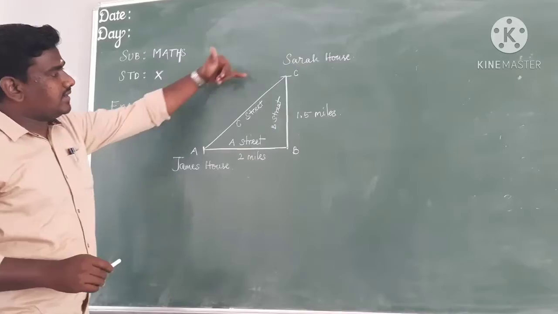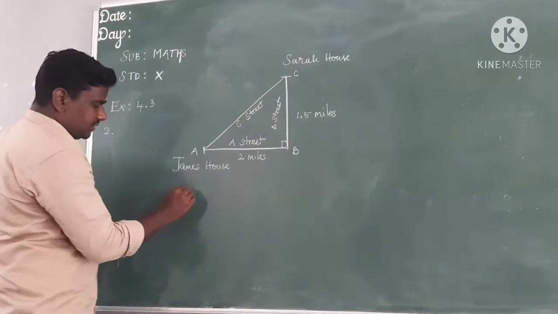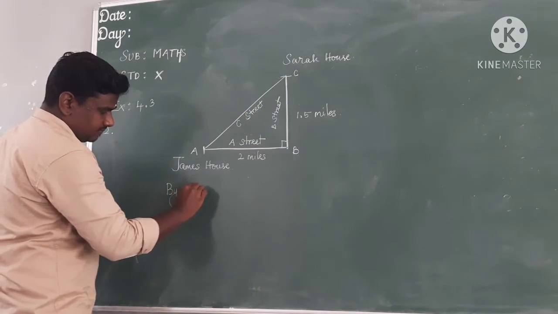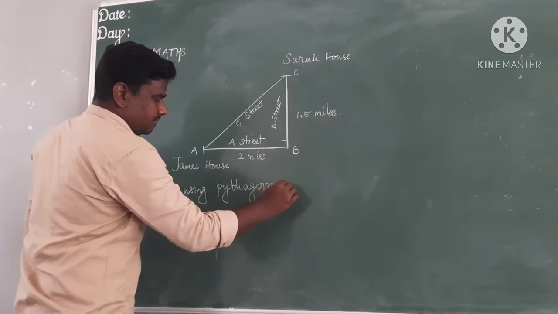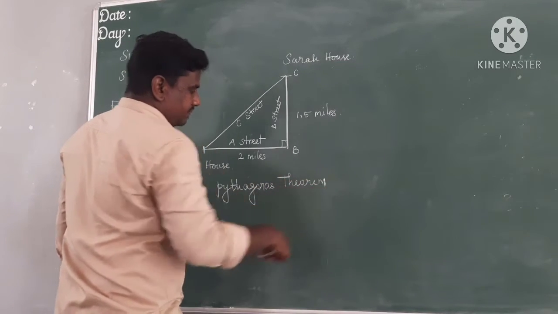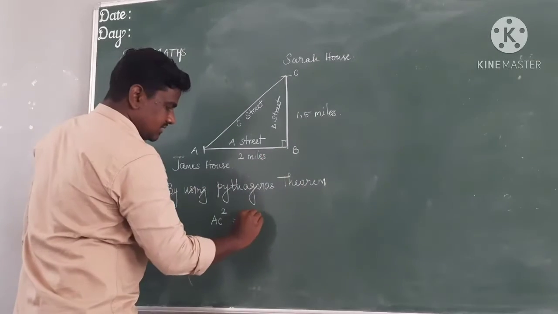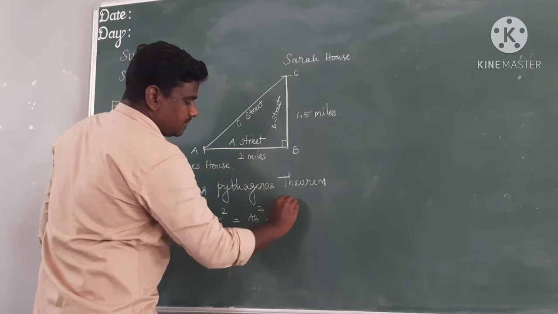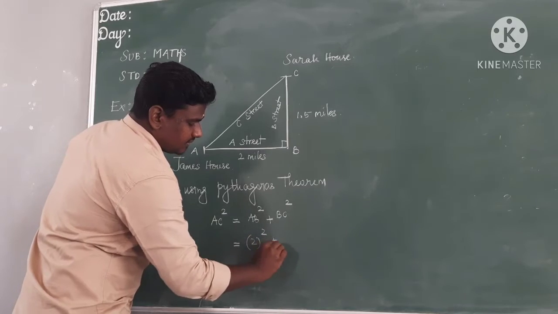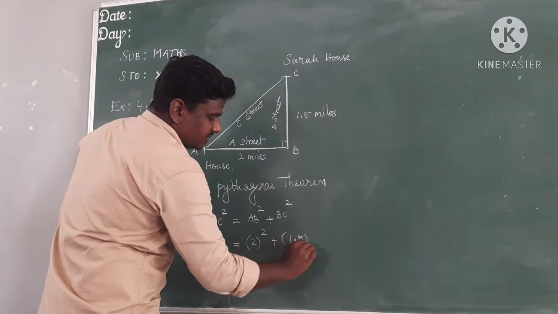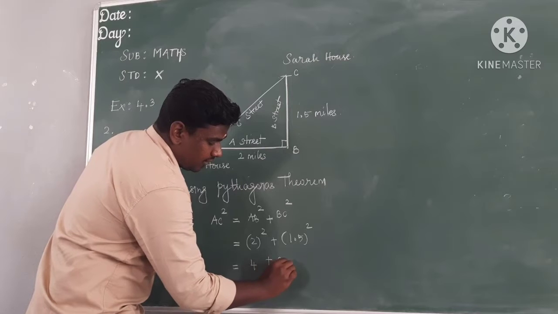So first step, I am going to find the A to C distance. It is the right triangle. Angle B is 90 degree. So the hypotenuse square is equal to the sum of squares of the other two sides, AB square plus BC square. A to B distance is 2 miles, so 2 square plus this one 1.5 square. Okay, so 2 square value is 4 plus 1.5 square value is 2.25.